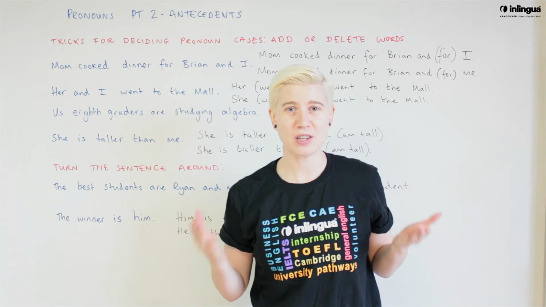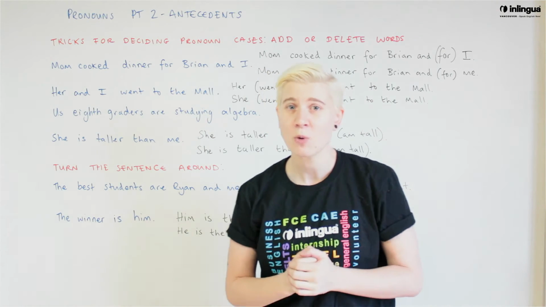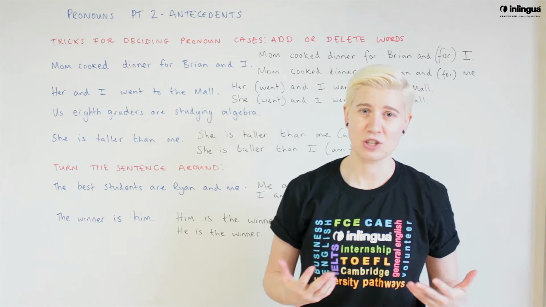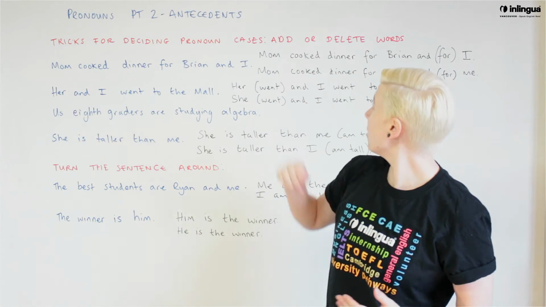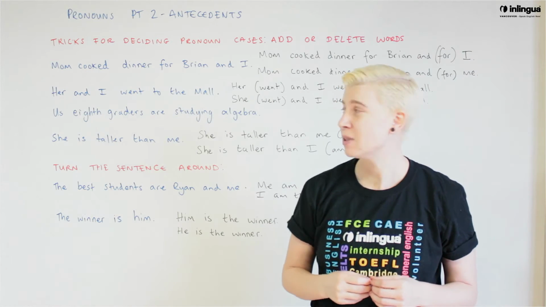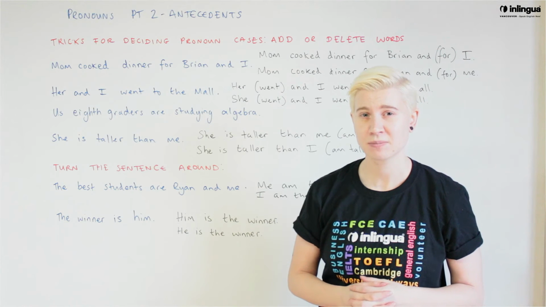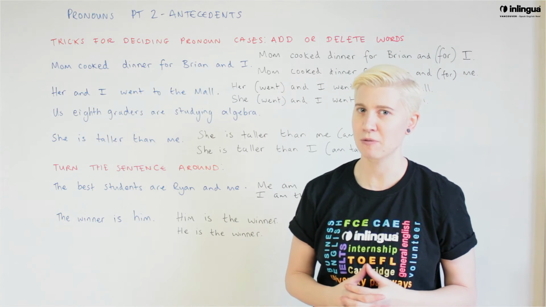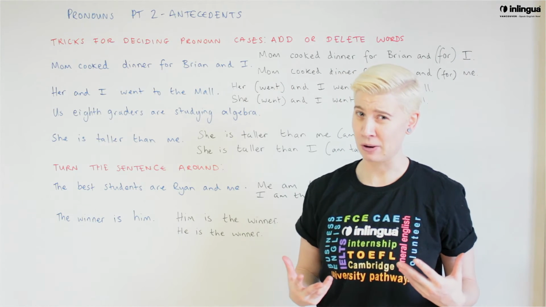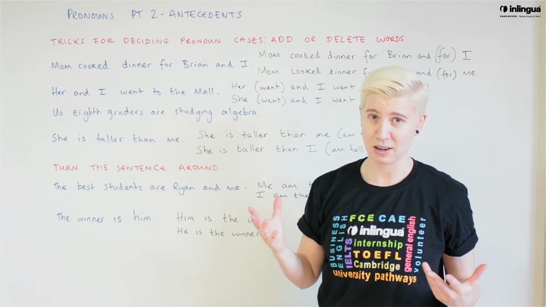How do you decide between subjective and objective? Well, one of the best ways to decide is to add or delete some words into your sentence. Okay? So you have a sentence, for example, Mom cooked dinner for Brian and I. That sounds okay. It doesn't sound wrong. That's the thing with pronouns. They're very tricky to hear if they're incorrect.